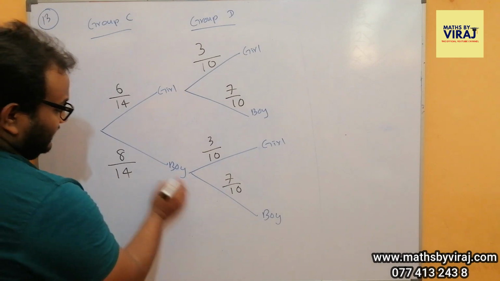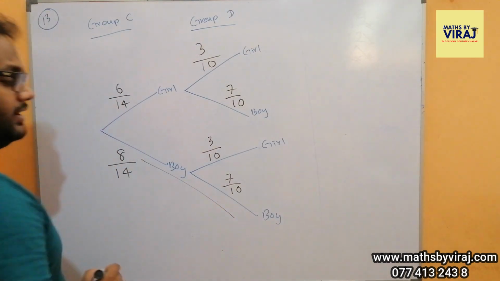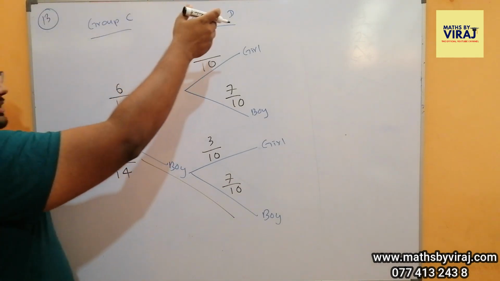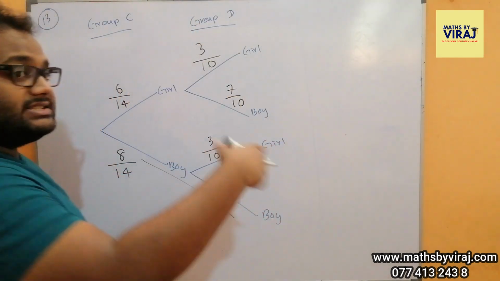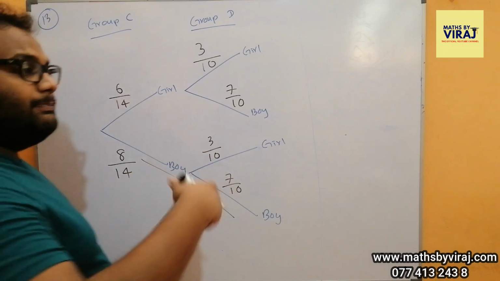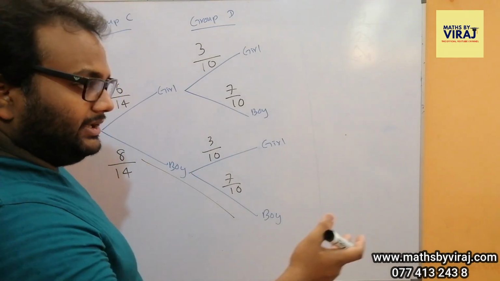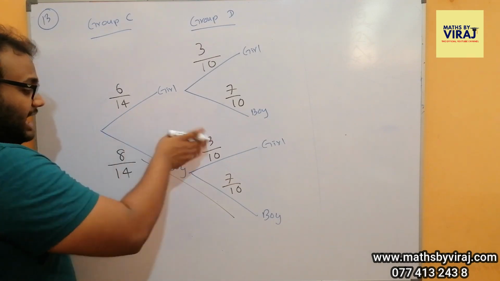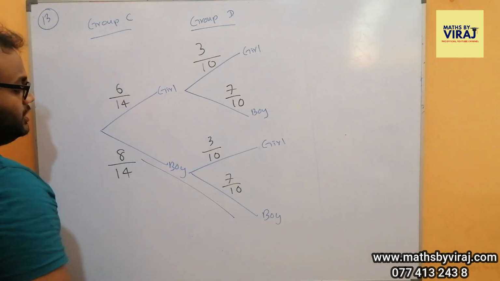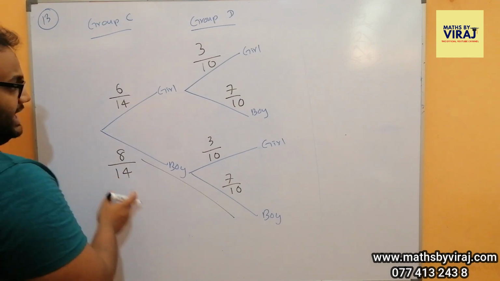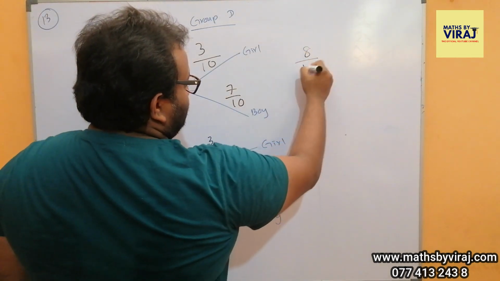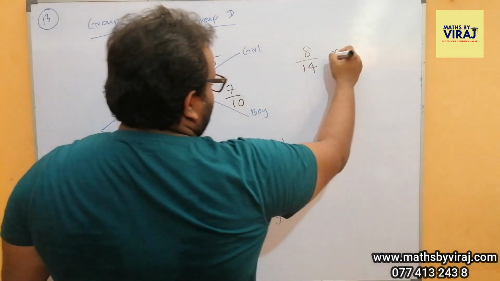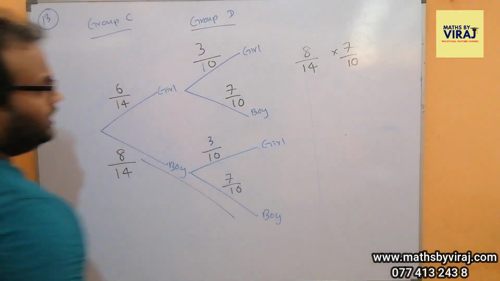So, 2 boys in the team, we have to follow this path. Why? We assume. So, the probability is some kind of an assumption. We consider all the possibilities of a certain event happening. Therefore, we pick a boy from group C and a boy from group D. So, a boy in group C is 8 upon 14 and a boy in group D is 7 over 10.